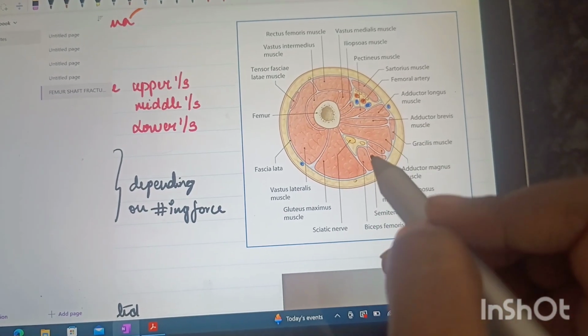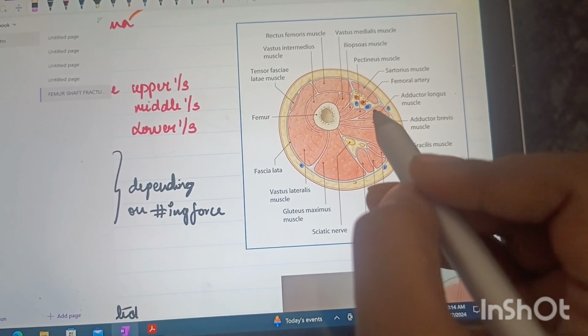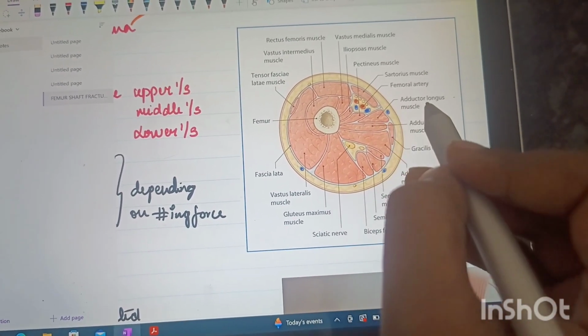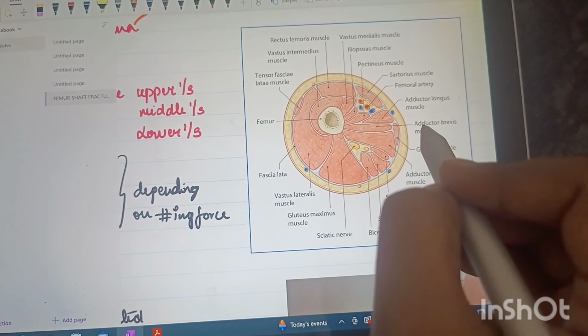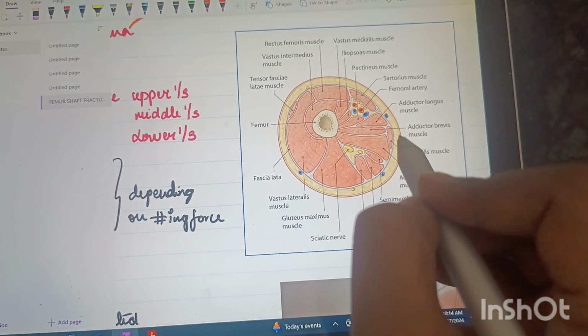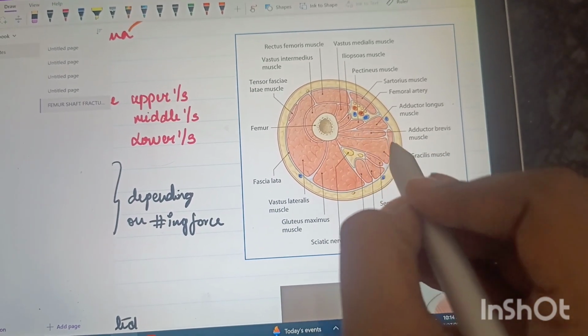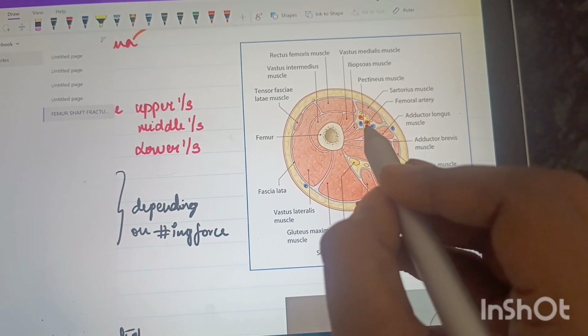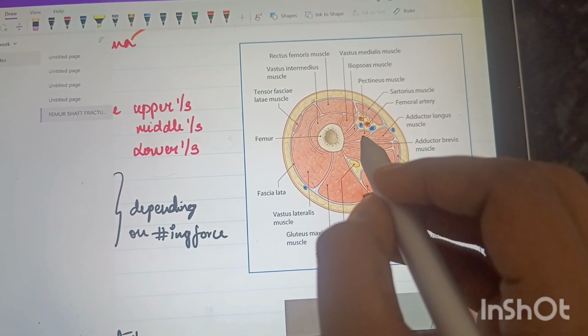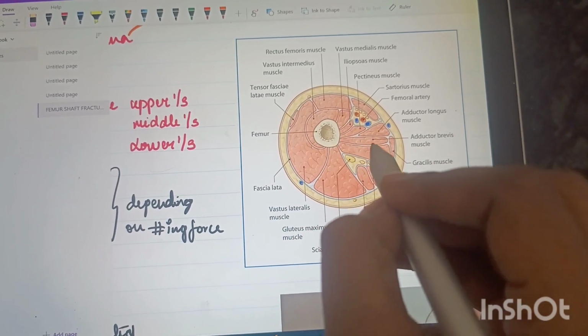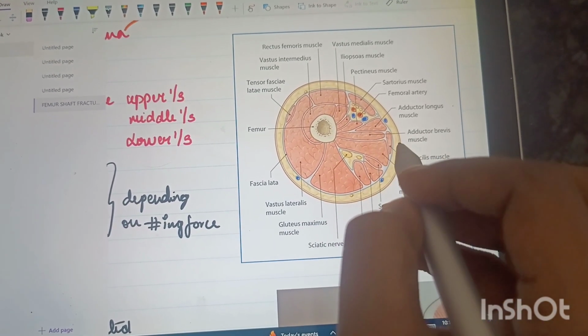Next comes the medial compartment. The medial compartment consists of adductor group of muscles. So they are adductor longus, adductor brevis, adductor magnus. Along with this it also consists of gracilis and pectineus. This compartment also consists of obturator artery, vein and nerve. Along with this you can also see that profunda femoris artery is also present.